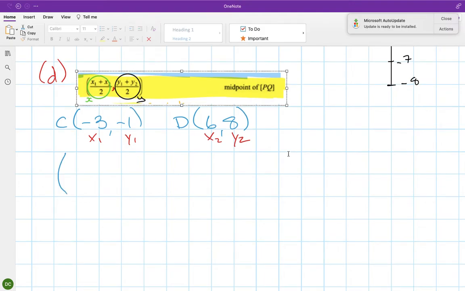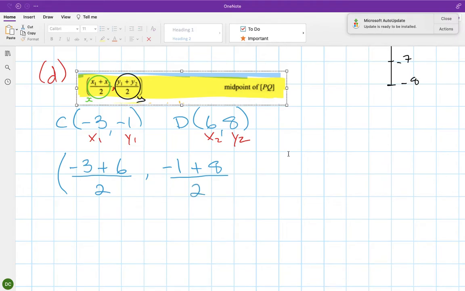So it starts with, there's a bracket there, it's kind of covered by my green circle, but there is a bracket. So X1 is -3, then write down the plus that's in the formula, and then X2 is 6 over 2, and then Y1 is -1, the plus in the formula, and Y2 is 8 over 2.